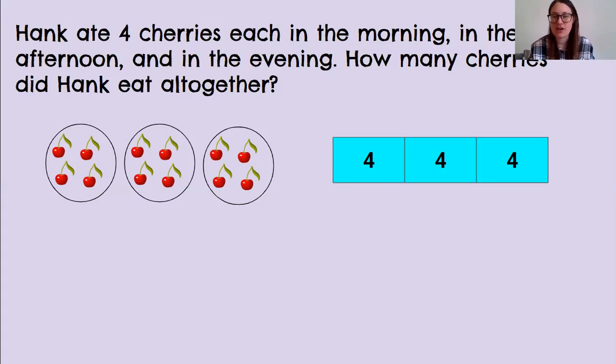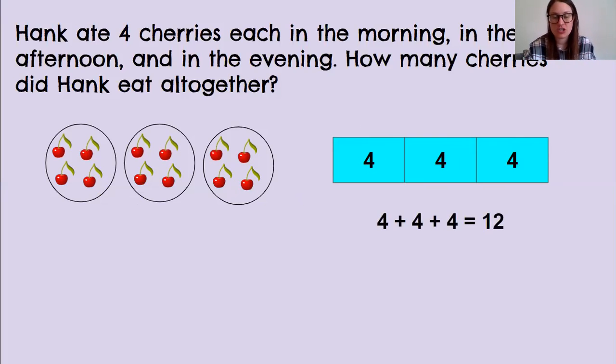Why would the tape diagram look this way? Why would the tape diagram have 3 boxes with a 4 in each box? Look at the picture and look at the tape diagram. That's right. There are 3 groups, 1, 2, 3, just like there are in our picture, 1, 2, 3. And how many cherries are in each group? Yeah, there are 4 cherries in each group. So that is why we have made the tape diagram this way.